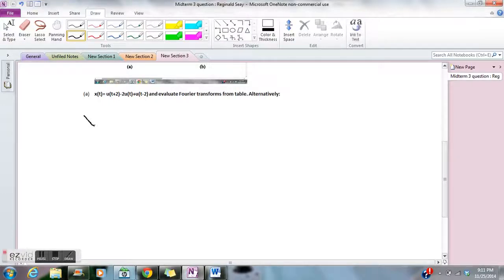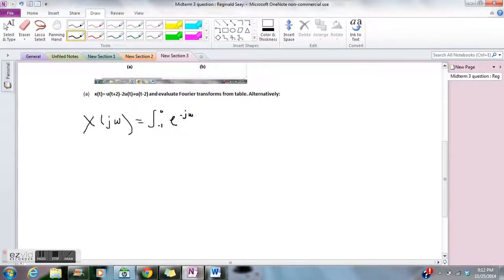We have these two functions. One is a step function, and the other is a function which has e to the t. The question says to evaluate the frequency domain response of the two signals. For the first one, we have x of t is equal to u of t plus 2 minus 2 times u of t plus u of t minus 2 plus u of t minus 2. Then it says evaluate the Fourier transform from the table.